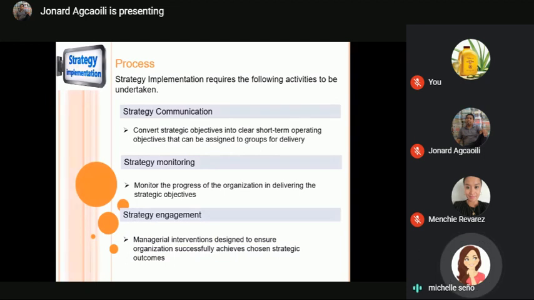May example lang po ulit ako sa strategy monitoring. Yung sa amin po kasing project, nagpo-monitor po sa amin is yung DOST-PCAARRD. So, ano man po yung mga kulang pa, sinasabi po yun.